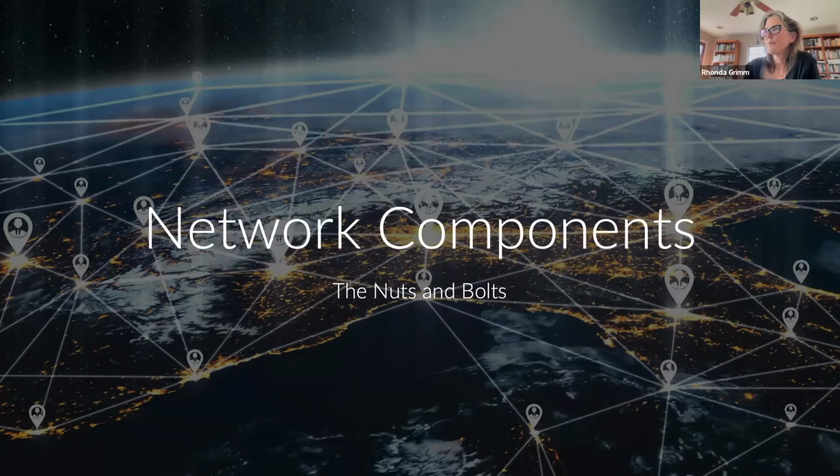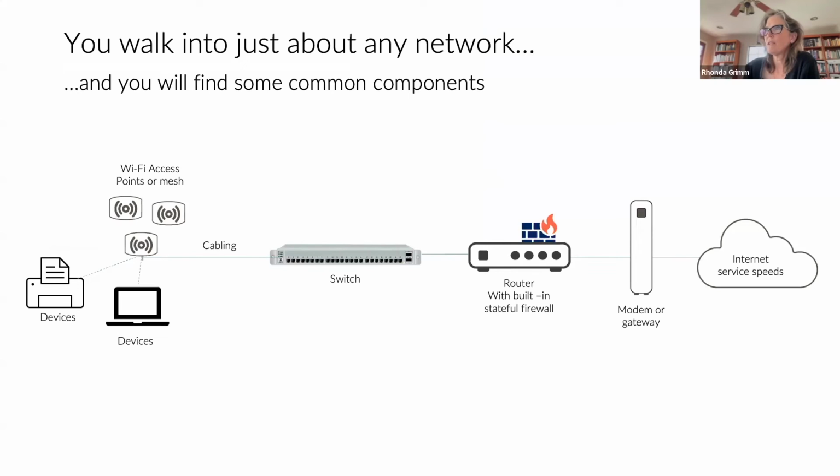So this is kind of the nuts and bolts of everything. You walk into just about any network and you're going to see devices. You're going to probably see Wi-Fi access points or a mesh. You've got cabling that connects to a switch. The switch connects to the router, and the router connects to the modem or a gateway. And then you've got out to the internet.